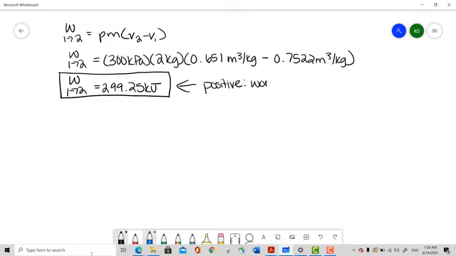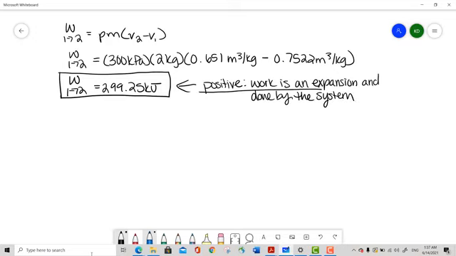So the work is an expansion and done by the system. Okay, so that's what we know. Sometimes you'll be asked that, sometimes you won't. Okay, so that is the end of that question.